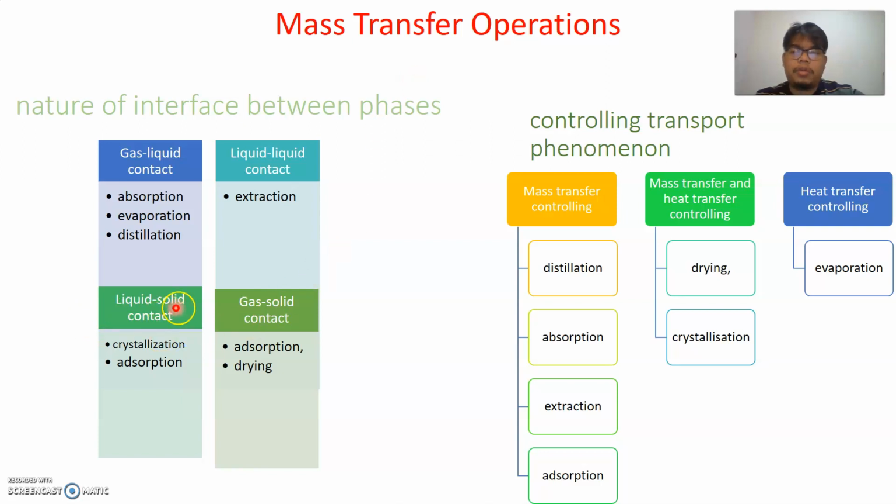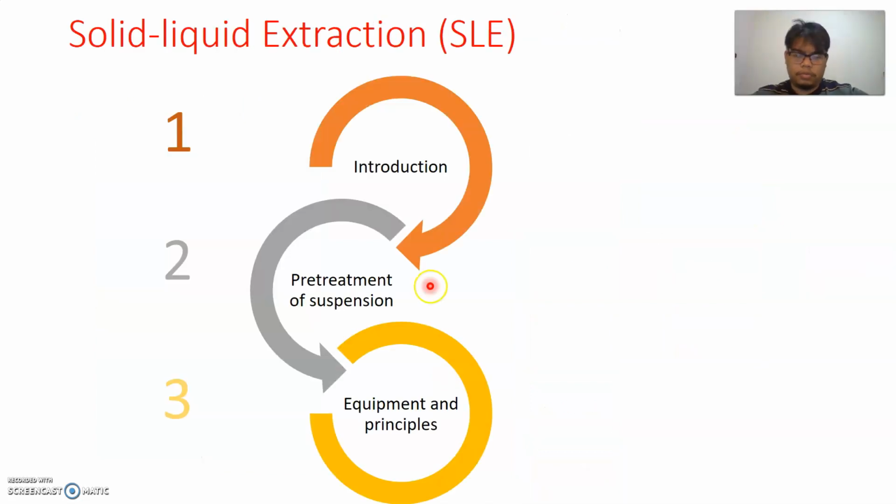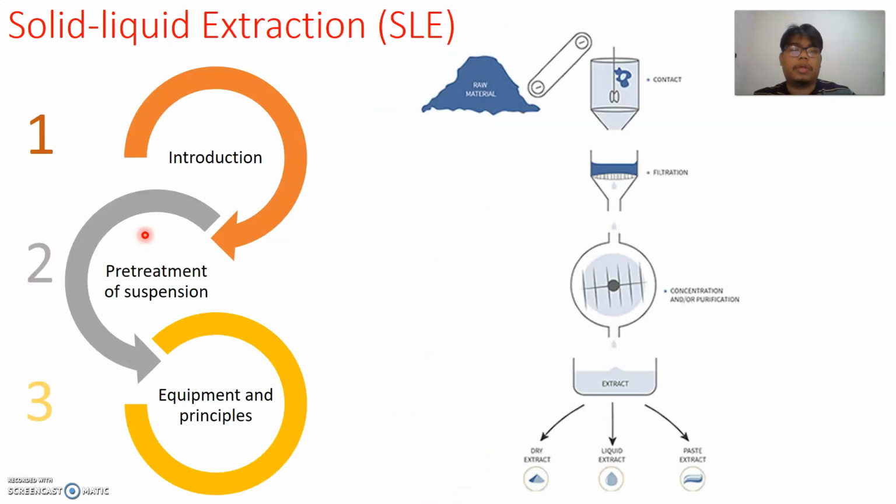And then if we go to liquid extraction, it is about liquid solid contact, and it will involve extraction and absorption. And if you go to this one, it will involve mass transfer control. So this is what we will deal with once we want to use this solid liquid extraction technique. So in this slide, we will go to introduction, and then the next part we go to the treatment of suspension, and then we will see equipment and the principle of this solid liquid extraction.